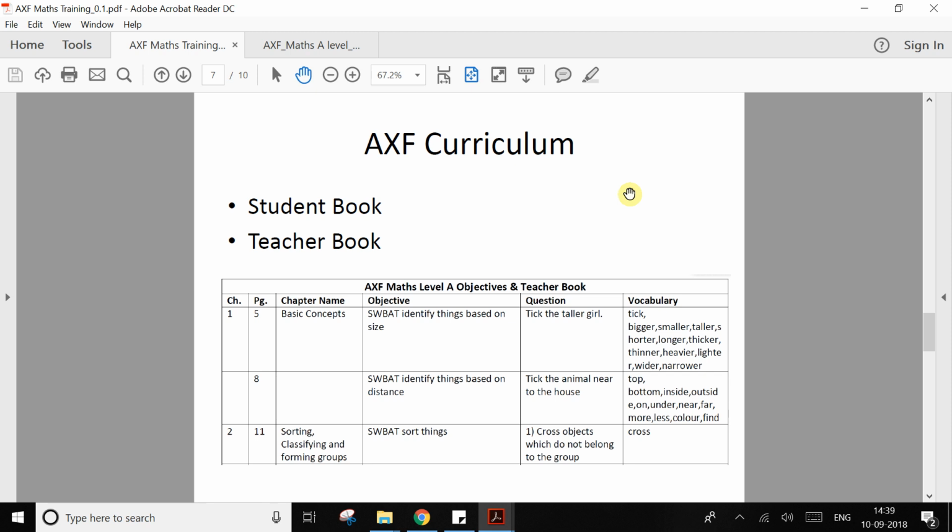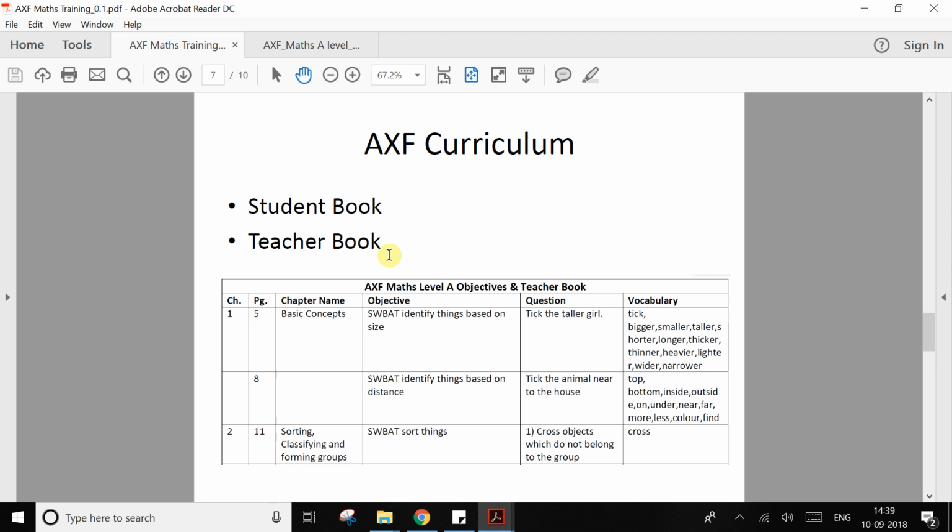Once you start teaching in AXF, first your center head will assign you a level, and once you are assigned a level, you will get two resources. One resource is a student book. All children will have it. At the beginning of the year, we take a baseline assessment, and all children will have a student book. The second resource you will get is something called a teacher book.